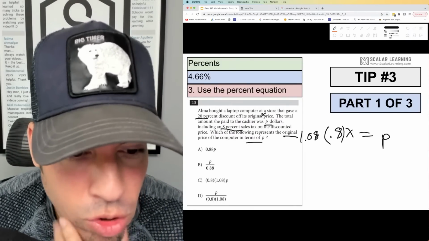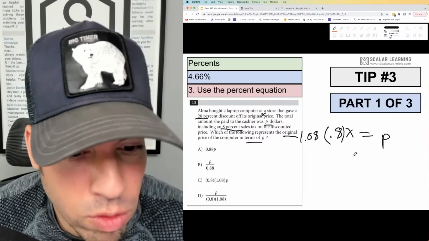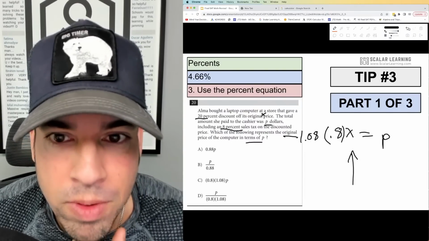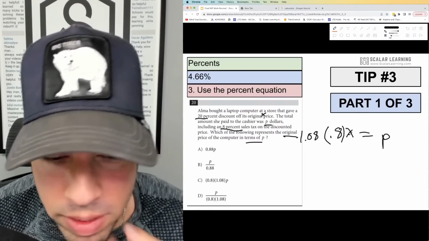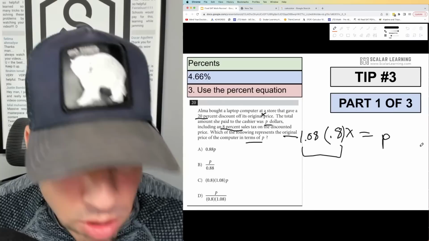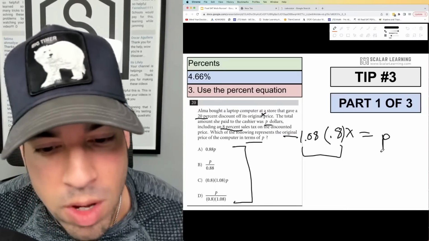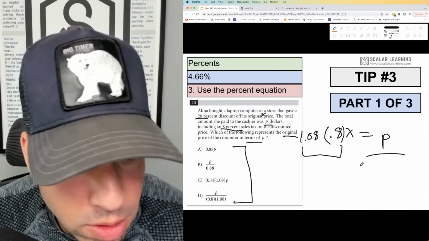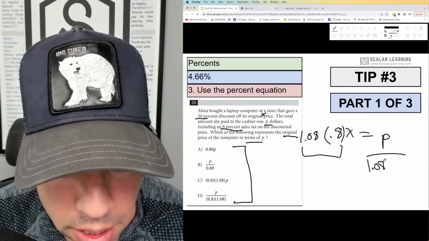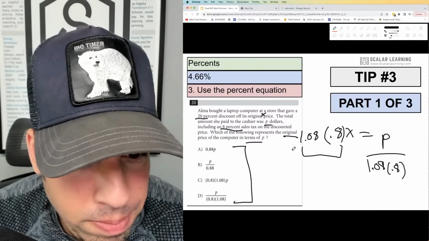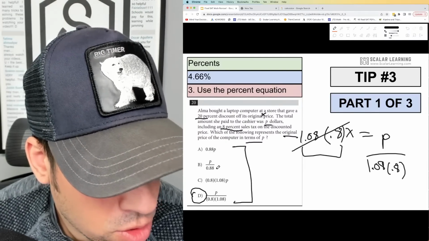Then they want me to solve for X. They said, which of the following is the original price in terms of P? Well, all I'm doing is solving. Normally I'd multiply these together and divide by that, but you can see in the answers, they didn't do that. So we just divide by what we got here, which is 1.08 times 0.8. D is the winner. Boom, done.